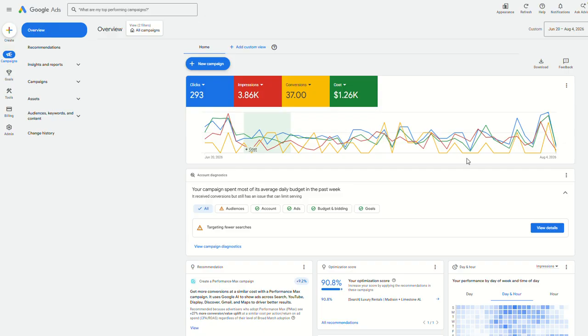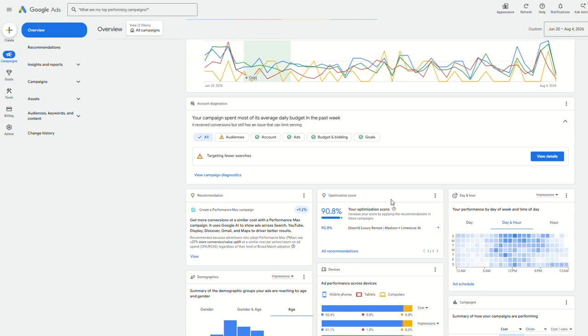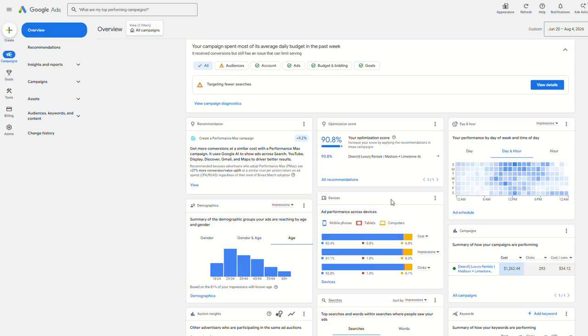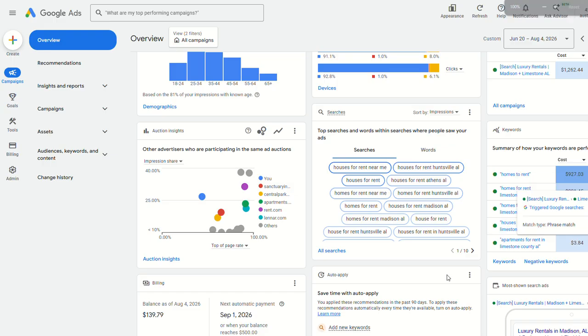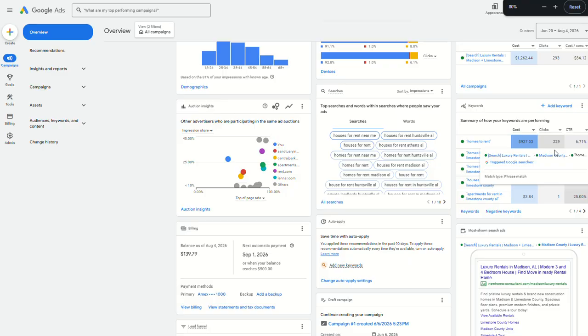So let's go to the final section, the keywords. Let me reveal the keywords, and this is where things actually get interesting. As you can see, the biggest keyword in this campaign is simply "homes to rent." This keyword alone spent about $927 so far, and we have generated 229 clicks on this keyword alone.